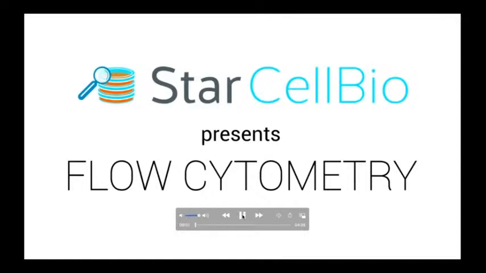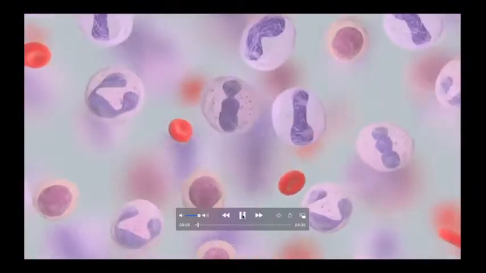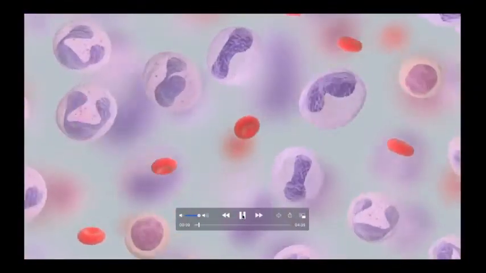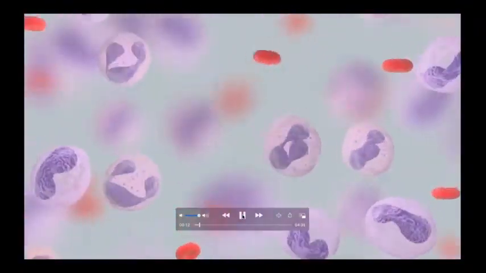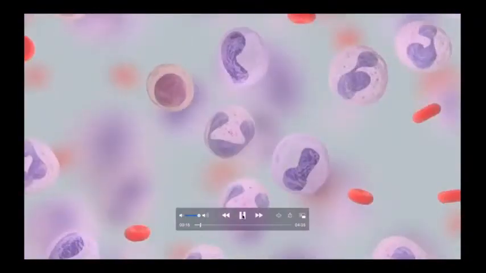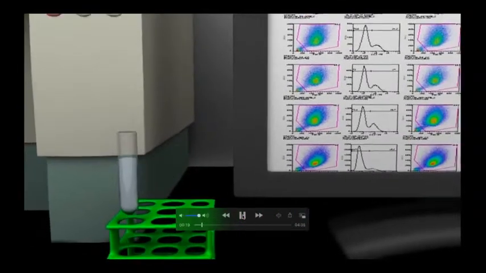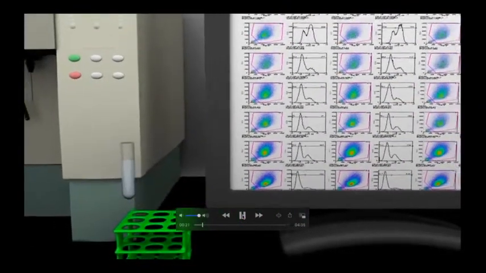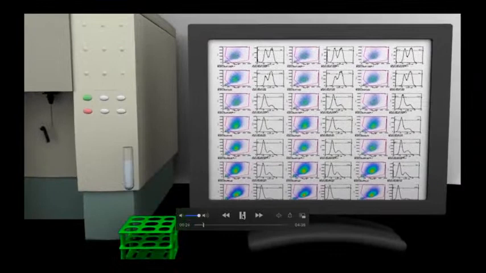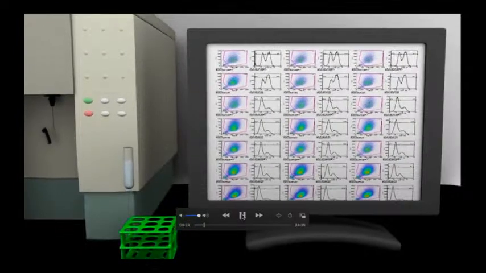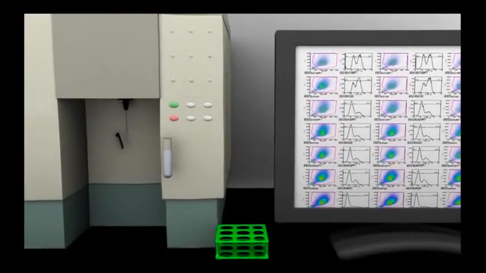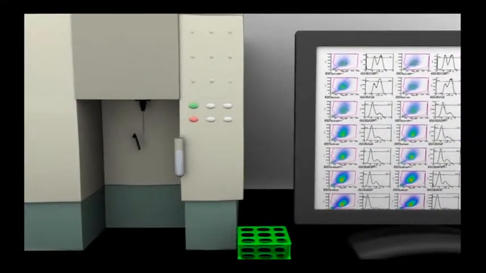In this animation, the flow cytometry experimental technique. Flow cytometry is used to count and analyze the size, shape, and properties of individual cells within a heterogeneous population of cells. Flow cytometry data is extremely quantitative and can be analyzed in depth by specific flow cytometry software programs. Once a suspension of individual cells has been prepared for flow cytometry analysis from cells, tissues, or organisms, the prepared sample is placed on the flow cytometer.